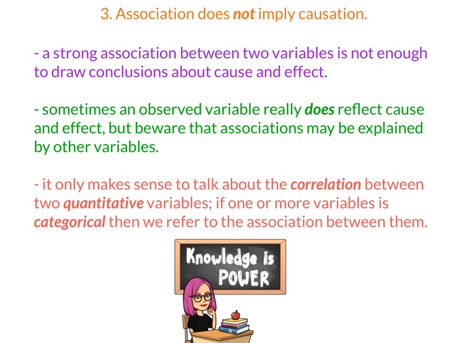No. So you can have an association between 2 things, but that doesn't mean that owning more cars is going to make you live longer. That's not a cause and effect. And lastly, it only makes sense to talk about correlation between 2 quantitative variables. Again, we've heard this, but if one or more variables is categorical, then we refer to that association between them instead of a correlation. And if you're unsure, just use the word association. It'll save you some trouble.